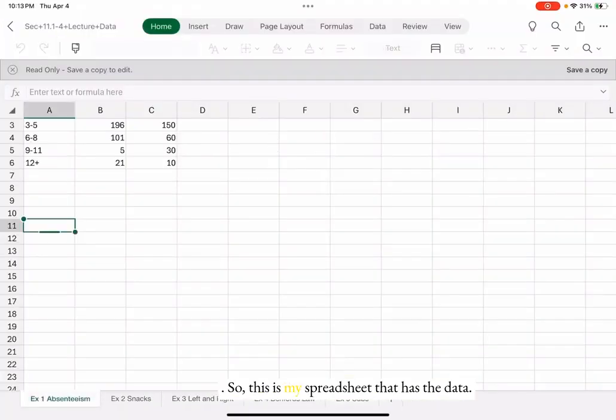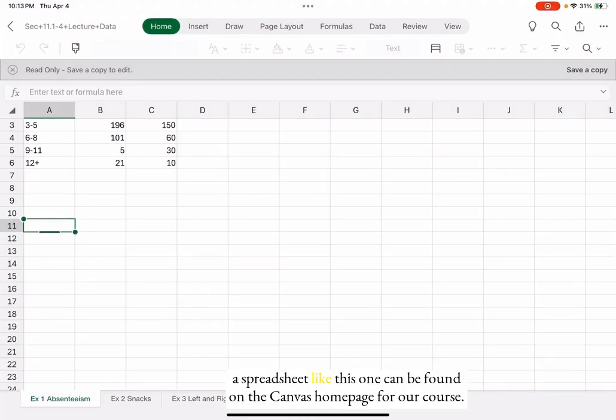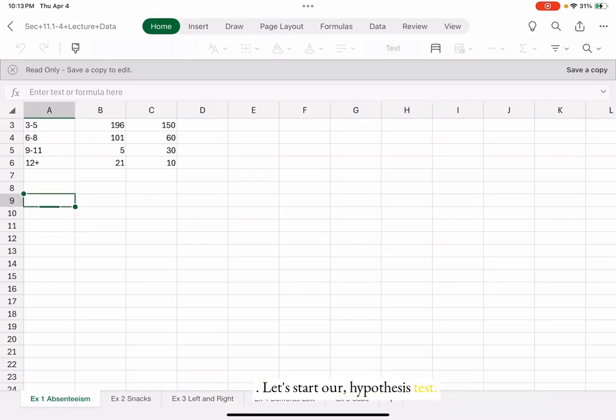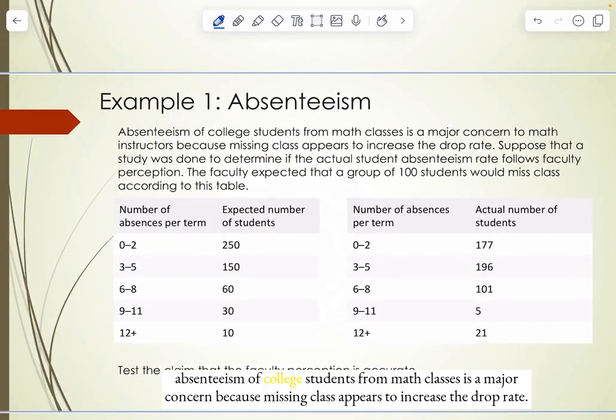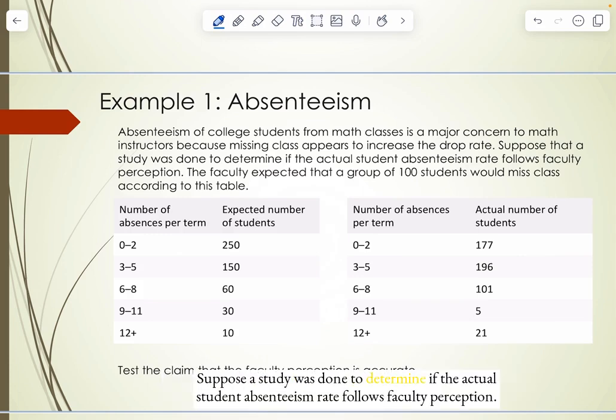So this is my spreadsheet that has the data. A spreadsheet like this one can be found on the Canvas home page for our course. Let's start our hypothesis test. Let me read the question. Absenteeism of college students from math classes is a major concern because missing class appears to increase the drop rate. Suppose a study was done to determine if the actual student absenteeism rate follows faculty perception.